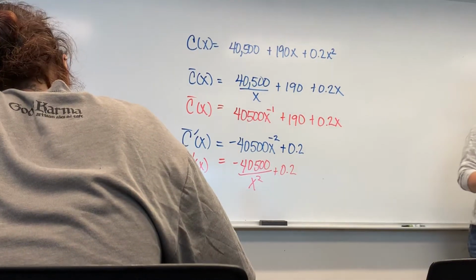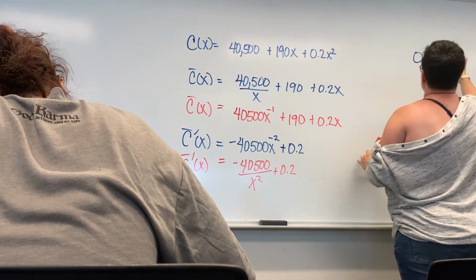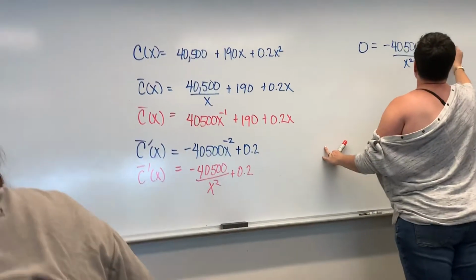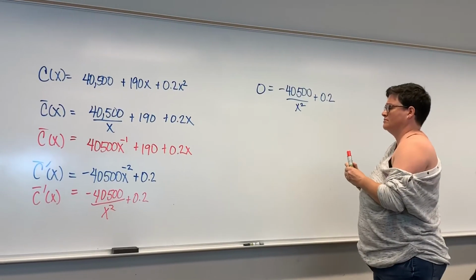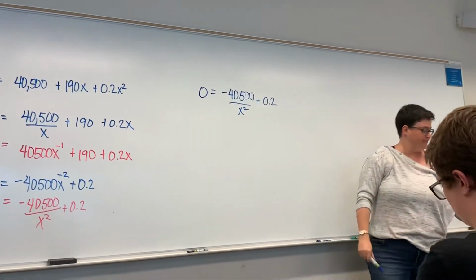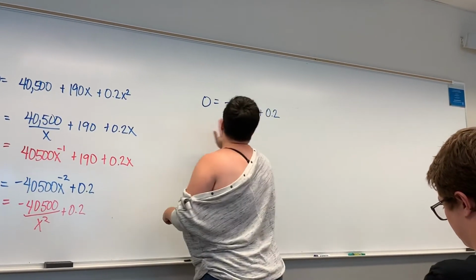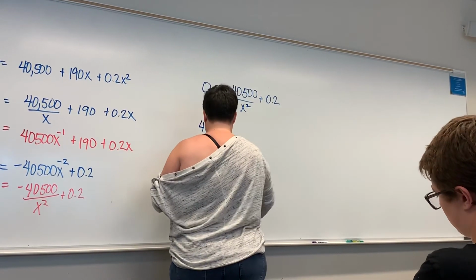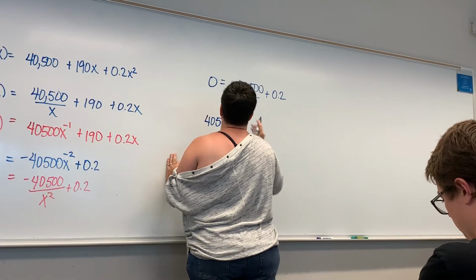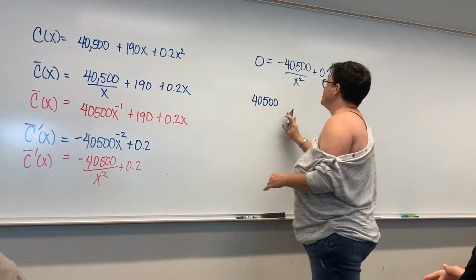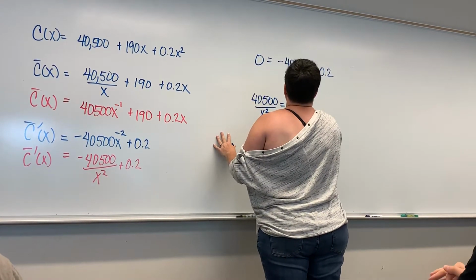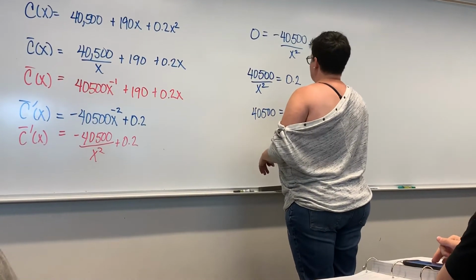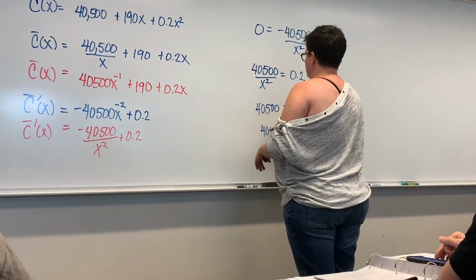So how do I set this equal to 0 and solve? The average cost: 0 equals negative 40,500 over x squared plus 0.2. How do I solve for x squared? I'll move this over here, get some positive numbers. We're finding the x value where the slope is 0. So I have my derivative, I set it equal to 0, now I'm solving for x. If I multiply both sides by x squared, and I divide both sides by 0.2.